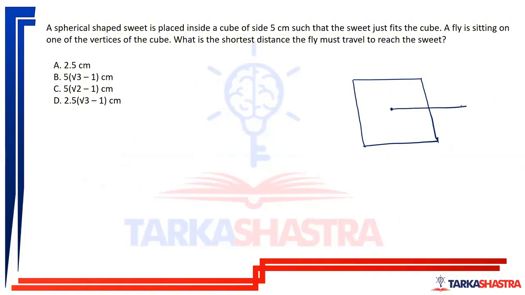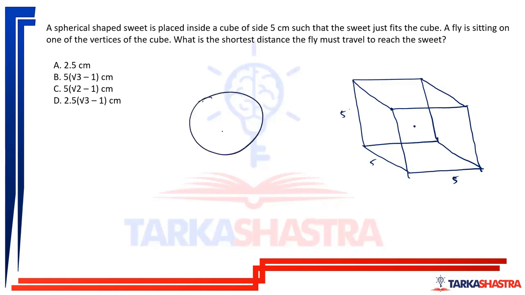So there is a spherical sweet, maybe something like gulab jamun. It is inside a box. This is a cube of side 5 centimeter, and then there is a sweet. Okay, there is a sweet like this. Now the sweet will be like this.